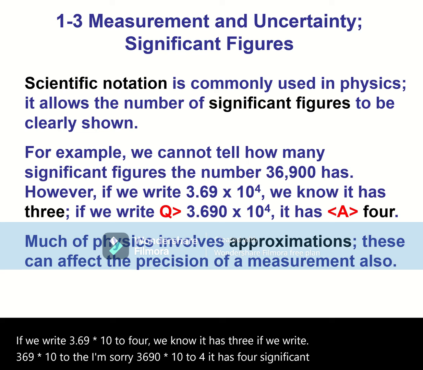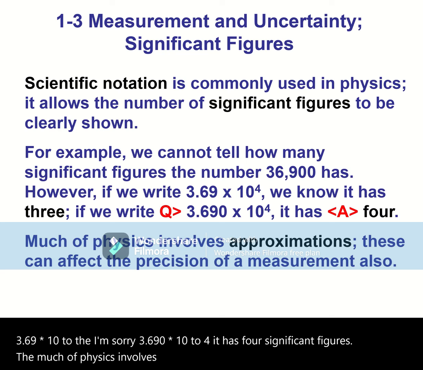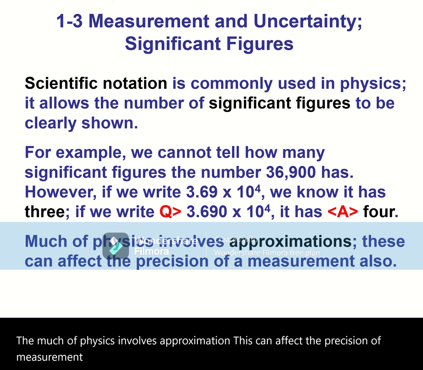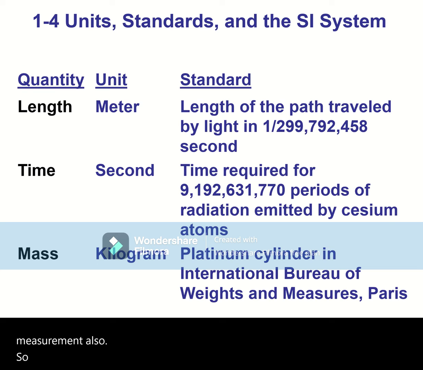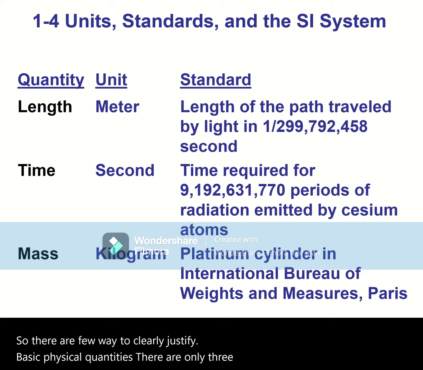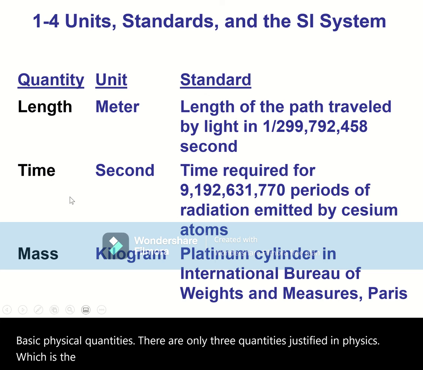Much of physics involves approximation. This can affect the precision of measurement also. So there are a few ways to clearly define basic physical quantities. There are only 3 basic quantities defined in physics: length, time, and mass, and their units are meter, second, and kilogram.